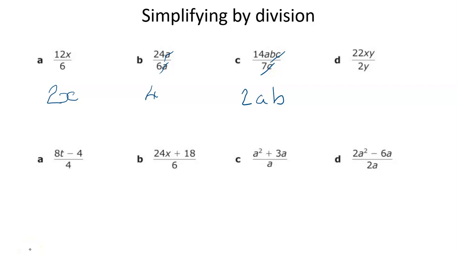And the last one, we've got 22 over 2, doing the numbers first. X doesn't cancel with the X, because there isn't another X, it just stays itself, it's just X there. And then there's a Y there and a Y there, so they're going to cancel. So the answer would be 11x.